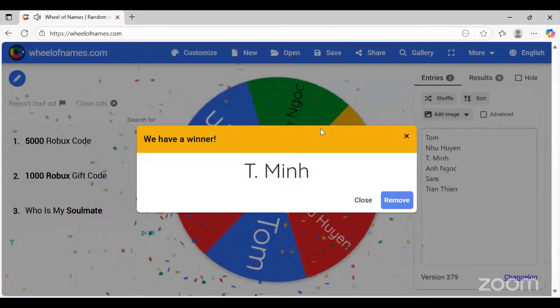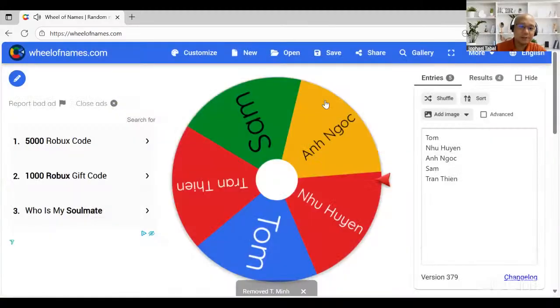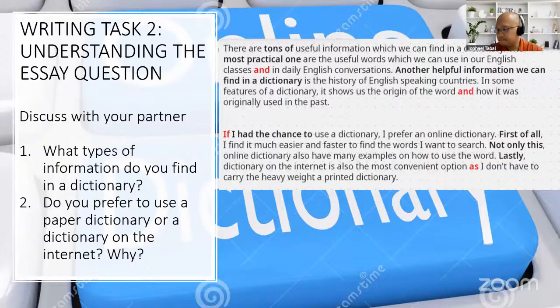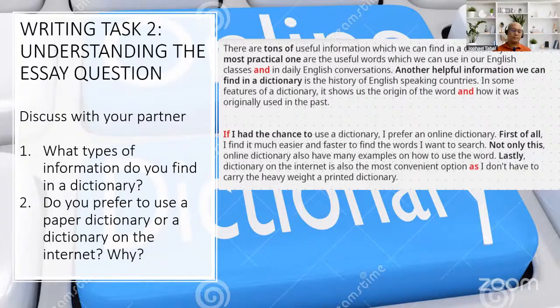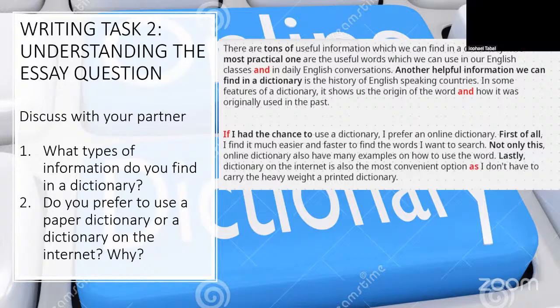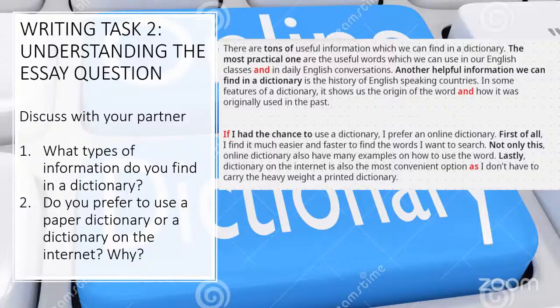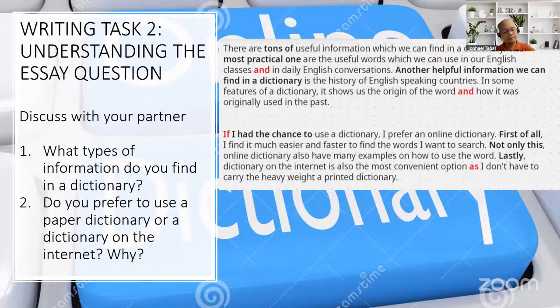Yes, teacher. Okay, that's lovely. So Tang Ming, I'd like you to answer these questions here. What types of information do you find in a dictionary, and which do you prefer, paper or online dictionary? Can you start? I often use a dictionary to find meaning and examples of words. A paper dictionary is useful when I study at school. But I prefer an online dictionary because it's faster and more convenient, on the internet.